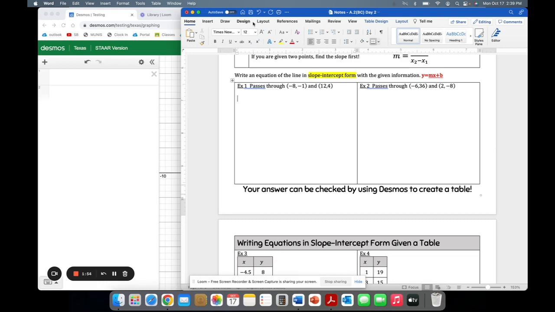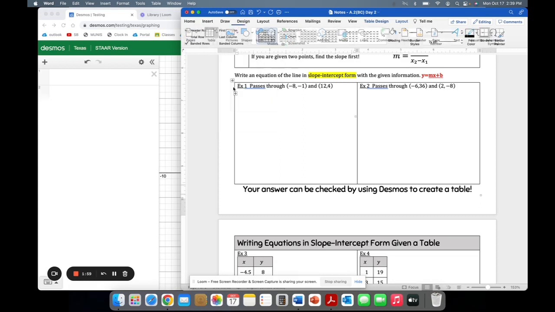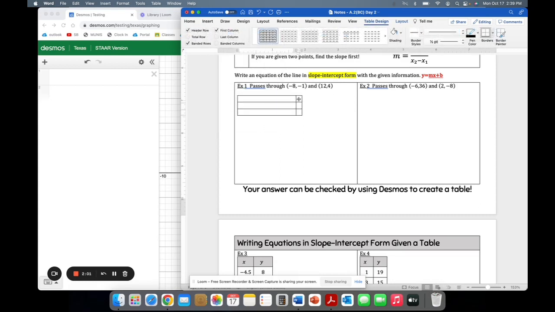So first thing I do is I need to make a table. And I actually like to see my numbers in a vertical table. So this is what I'm going to do. First thing I'm going to do is make those points and put them in a table. So x goes on the top, y goes over here. X is -8, then y is -1, x is 12, y is 4. Okay, I have my table.